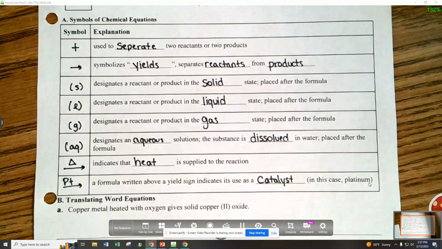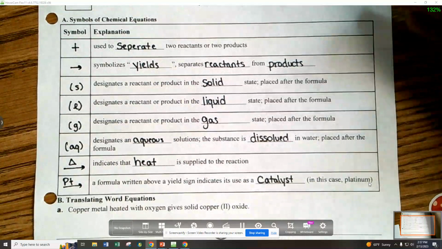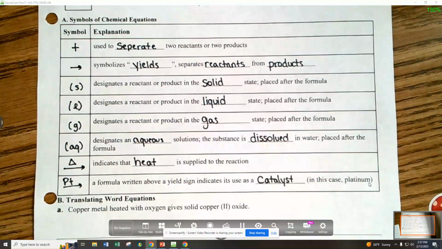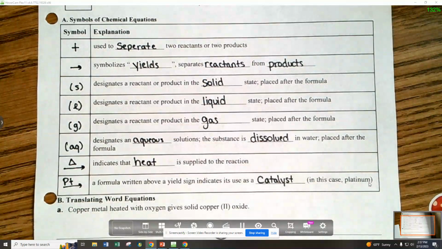So when we take a look at this, we know some of the symbols that we use in the equation. We've done the arrow and plus sign. And so we know that a plus sign is like "and." It just separates multiple reactants from one another, multiple symbols, so we know what is what. The arrow indicates "yields," so we know where the reactants start and where the products start.